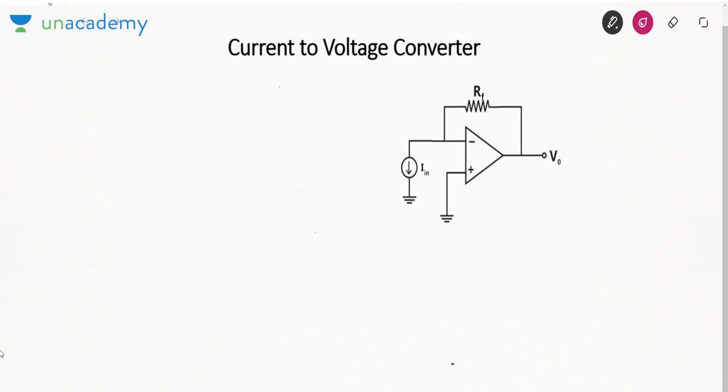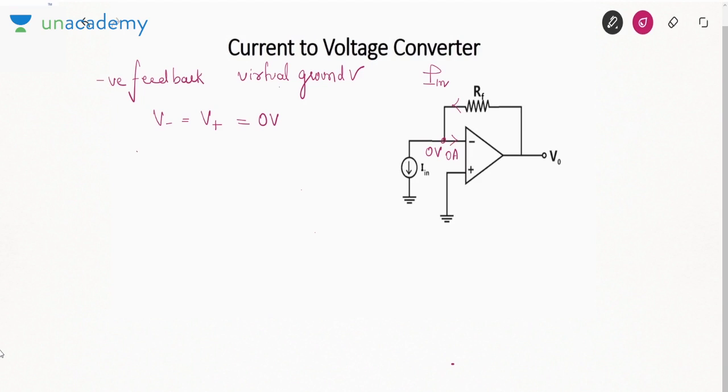The opposite circuit is called a current to voltage converter. Now simply you can say that the input current to the op-amp is 0 ampere. So what is the current here? I in. Now due to negative feedback, I can apply the concept of virtual ground. That means the negative terminal voltage is the same as the positive terminal voltage, which is 0. So this is 0 volt.